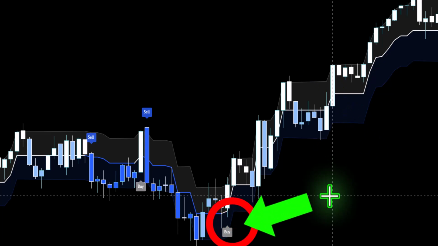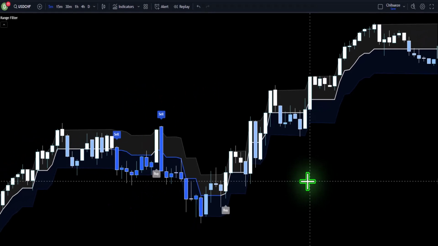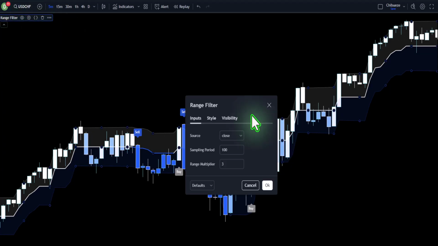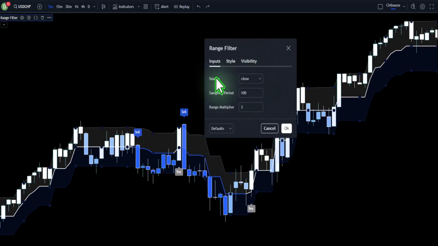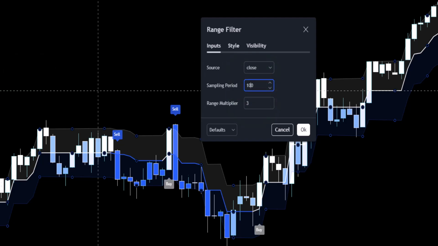Now a buy signal will be given if the price breaks and closes above the high target range, and a sell signal will be displayed if the price breaks below the low target range. Now let's take a closer look at the settings of this indicator and explore how customizable it can be. Here on the Input tab, first we have the source, which has been preset to use the close of the candlesticks, then it's followed by the sampling parameter, which has a default value of 100.